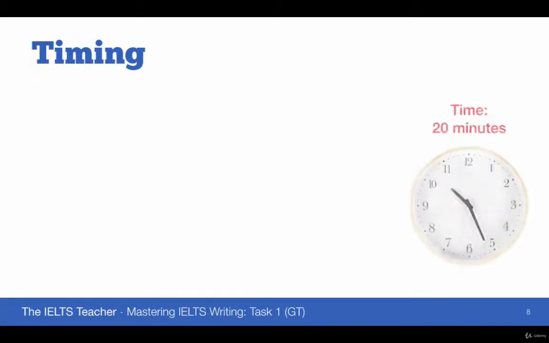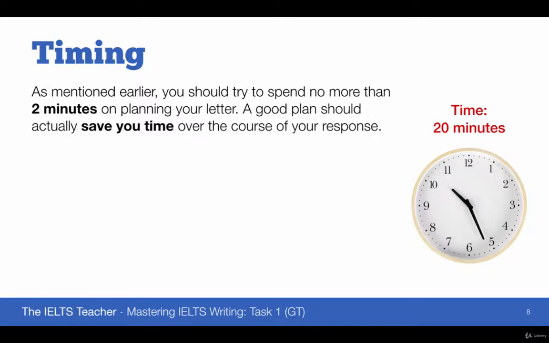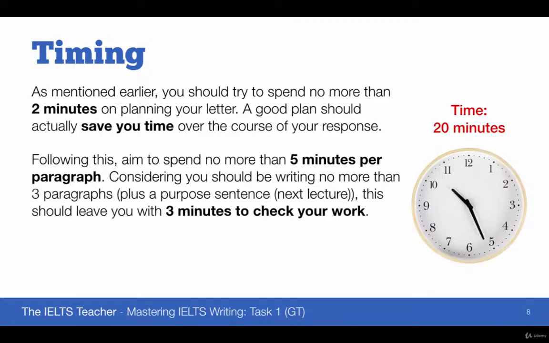Now, how about timing? You have 20 minutes. They recommend you take 20 minutes for task 1 so that you can have 40 minutes for task 2. As mentioned earlier, you should try to spend no more than 2 minutes on planning your letter. A good plan should actually save you time over the course of your response because you won't be constantly having to think of ideas. All of your ideas will be written out for you. Now, following this plan, you should aim to spend no more than 5 minutes per paragraph. Considering you should be writing no more than 3 paragraphs plus a purpose sentence, which we'll look at later, this should leave you with about 3 minutes to check your work.